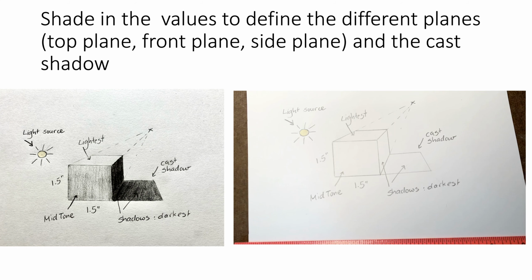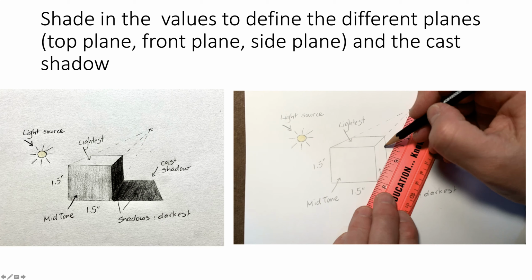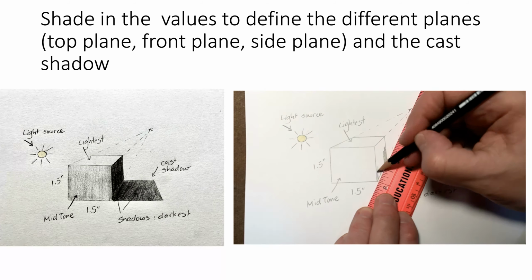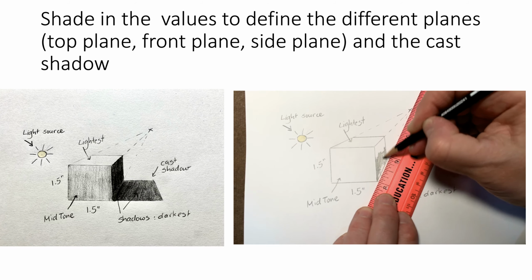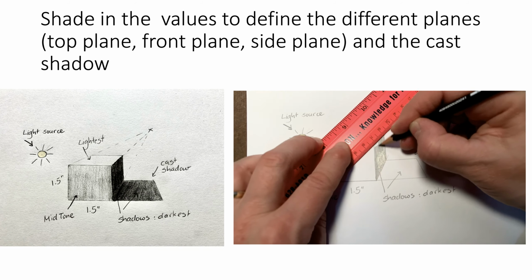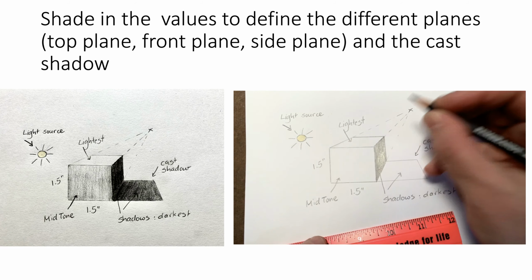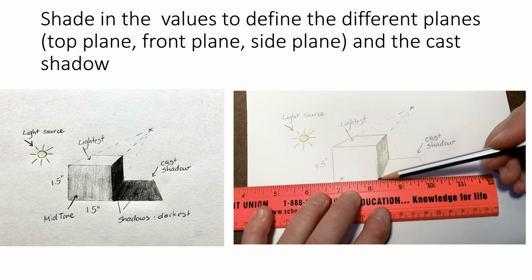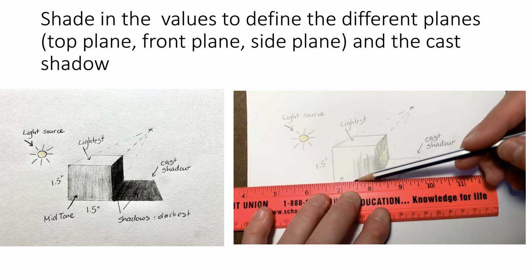Now we are going to shade in the 3 different values for each of the sides. The side opposite from the light source is the darkest, casting a shadow onto the surface the cube is sitting on. So we're shading it really dark using our 6B pencil. The side facing us, the front of the cube, has a medium value.